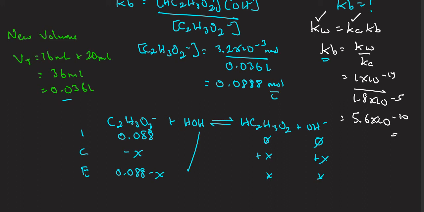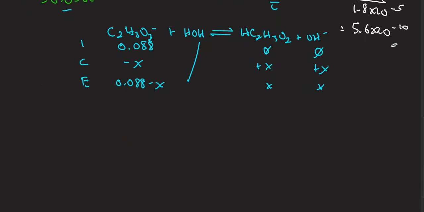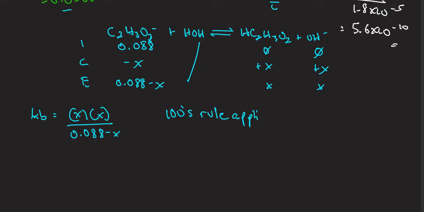We know our Kb expression. I'm not going to rewrite that, I'm just going to plug it in. Right, Kb is x, these two over this. Okay, now don't forget, I'm going to write the hundreds rule. The hundreds rule applies, so we can get rid of this x. You do need to say that this applies, but you don't have to prove it.